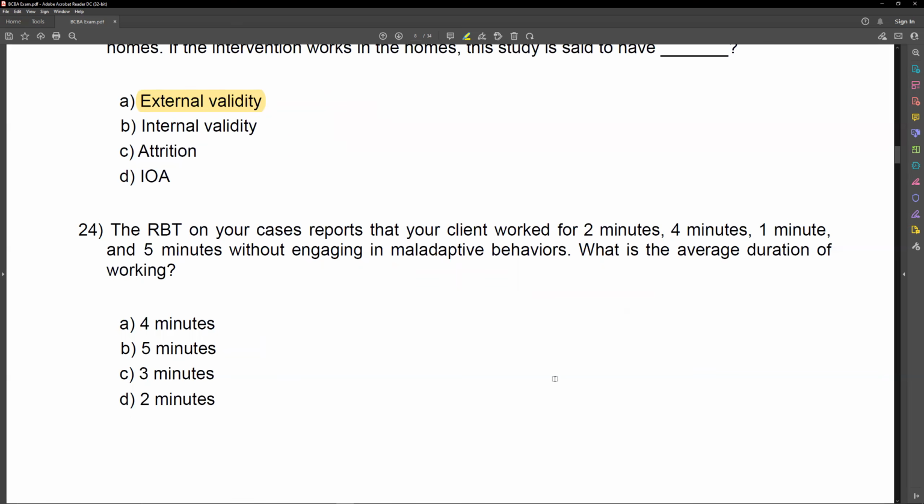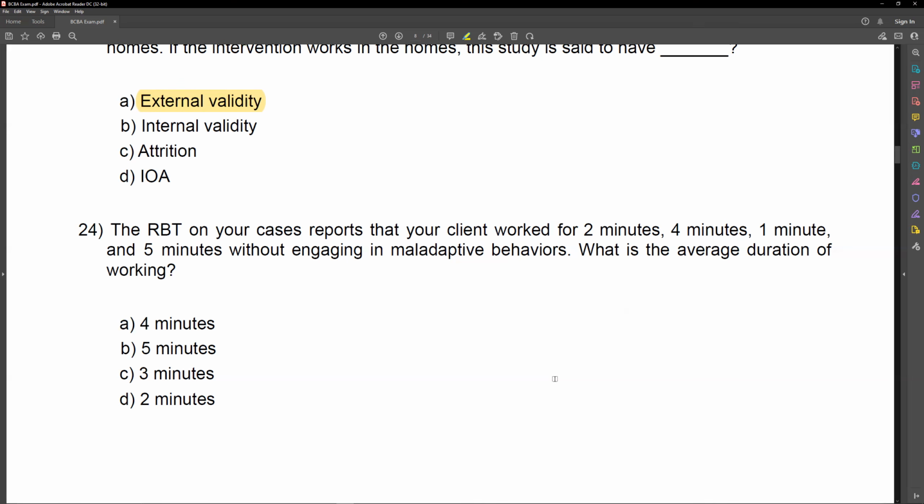24, the RBT on your cases report that your client worked for 2 minutes, 4 minutes, 1 minute, and 5 minutes without engaging in maladaptive behaviors. What is the average duration of working? Very straightforward average time question. What is our average duration? So all we need to do is find an average. How do you find an average? Well, you add all your times together.